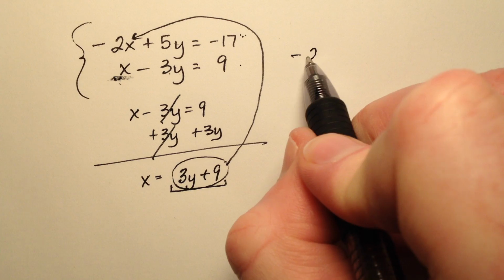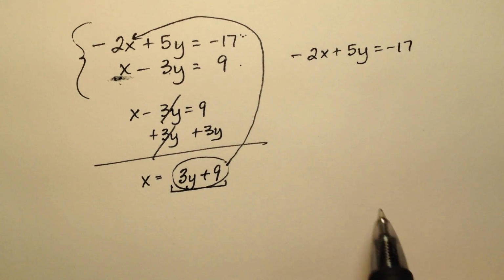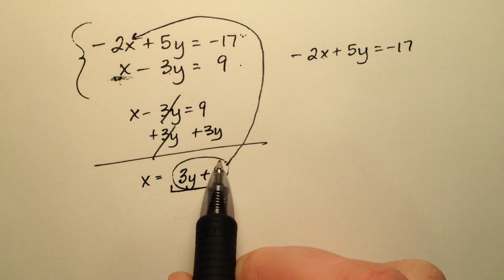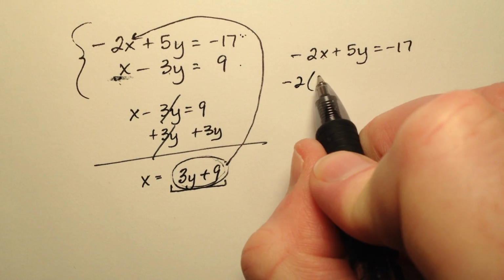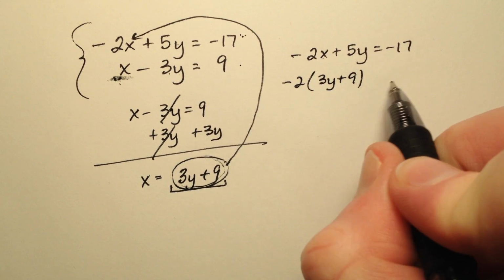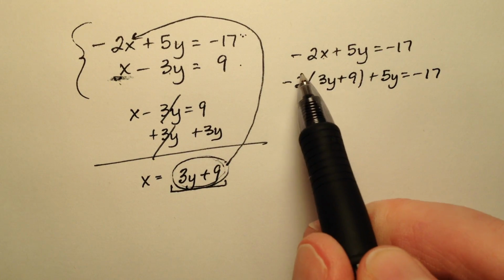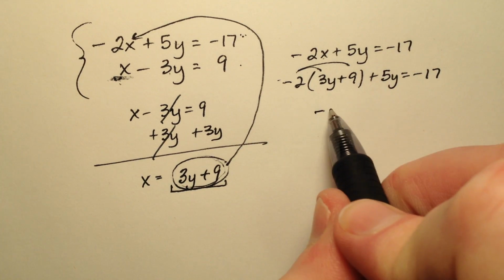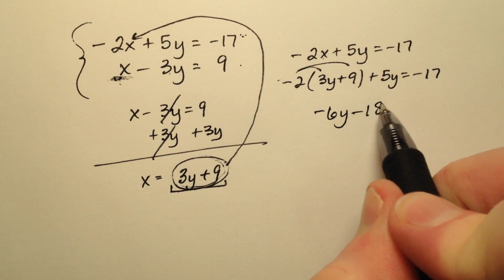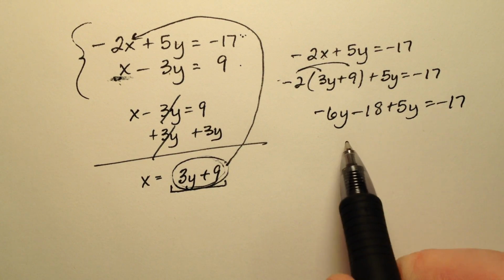So I have -2x plus 5y equals -17. And for the x right there, I'm going to substitute 3y plus 9. So 3y plus 9, and then I'll write the rest of that down. It looks like I need to distribute here in order to solve for y. So -6y minus 18 plus 5y equals -17.